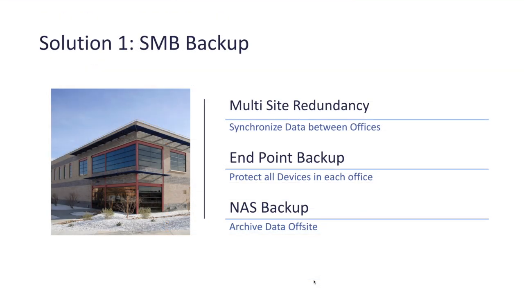So now I'd like to discuss an example scenario where we've got an SMB that has a number of requirements, as you can see on your screen. The first one is multi-site redundancy, so they've got data across multiple branches of their offices. They want multiple endpoint backup for different setups in these branches, as well as their NAS backup to have an offsite data archive. This is something we'll touch on later, so we'll focus on the first two parts for now.